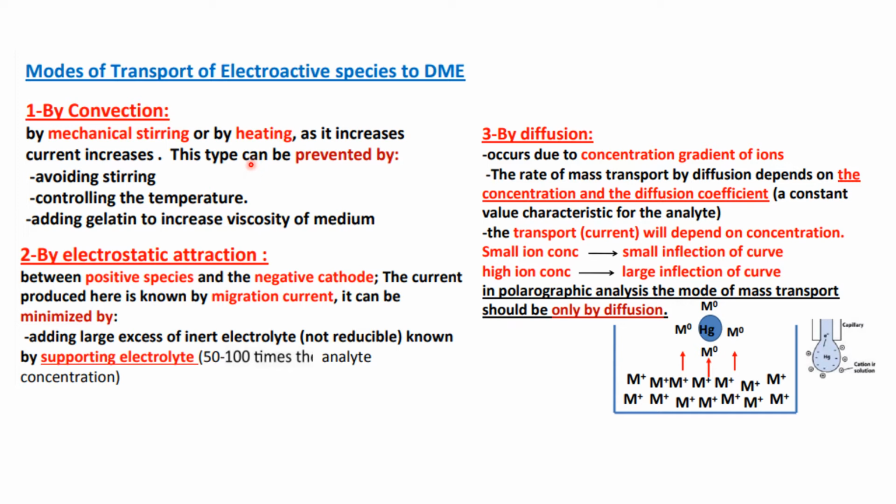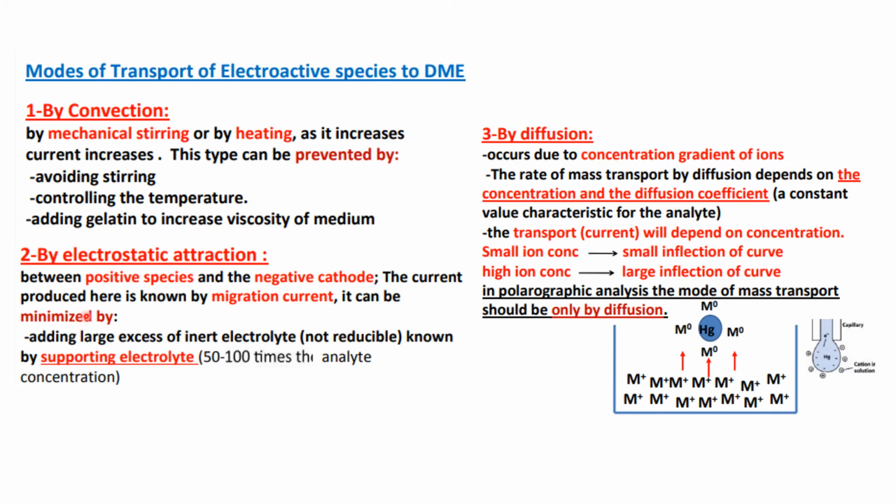That is, this can lead to convection current. So, in order to completely rule out that possibility, we have to avoid stirring and we have to control the temperature. This can also be done by using some gelatin to increase the viscosity. When the viscosity of the medium increases, it will not undergo stirring. So these are some methods by which you can prevent convection current.